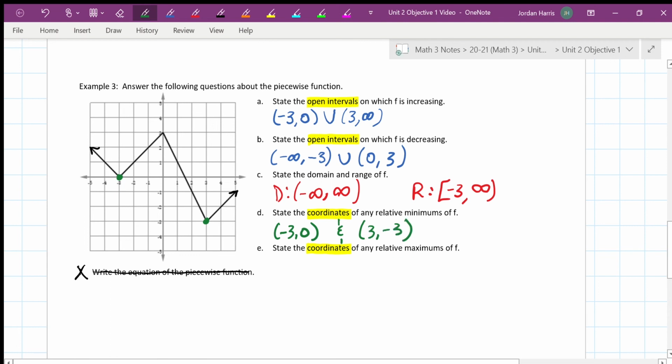And the last one, maximum, looks like that point right there. It's increasing then decreasing, so that's it. That is at the coordinates 0, 3.